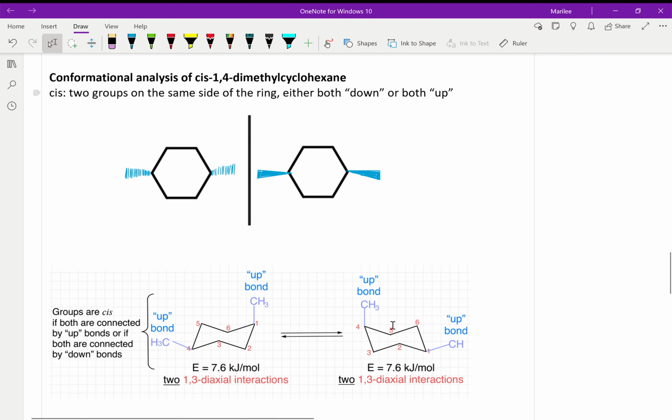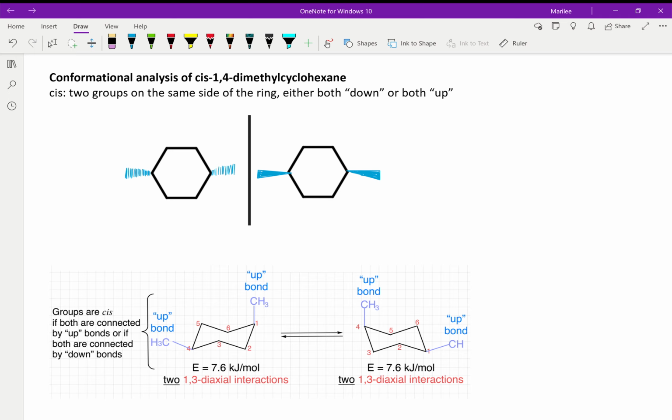So for conformational analysis of cis 1,4 dimethyl cyclohexane, we have two groups on the same side. So either both have to be up or both have to be down. So I drew the two here for you. So one, both of them are dashed, and the other one, both of them are wedge.